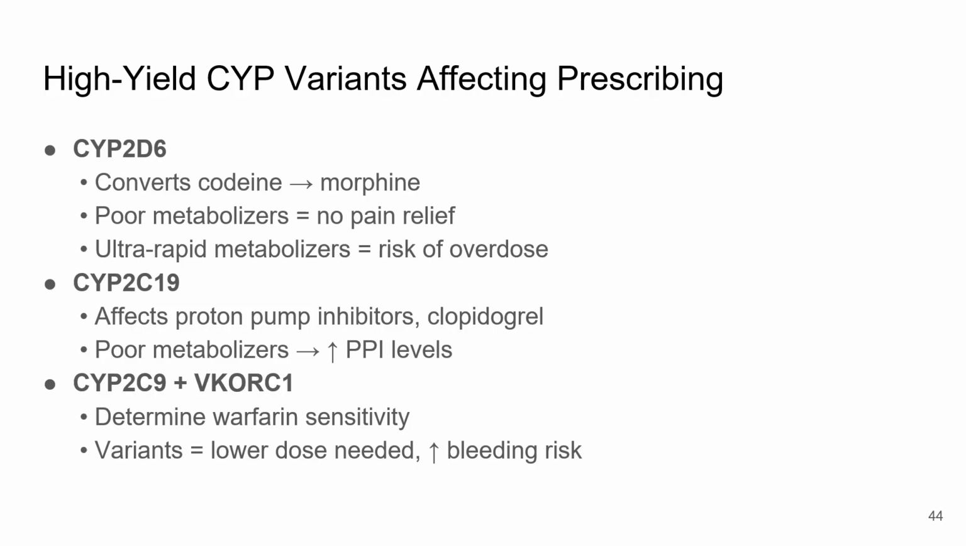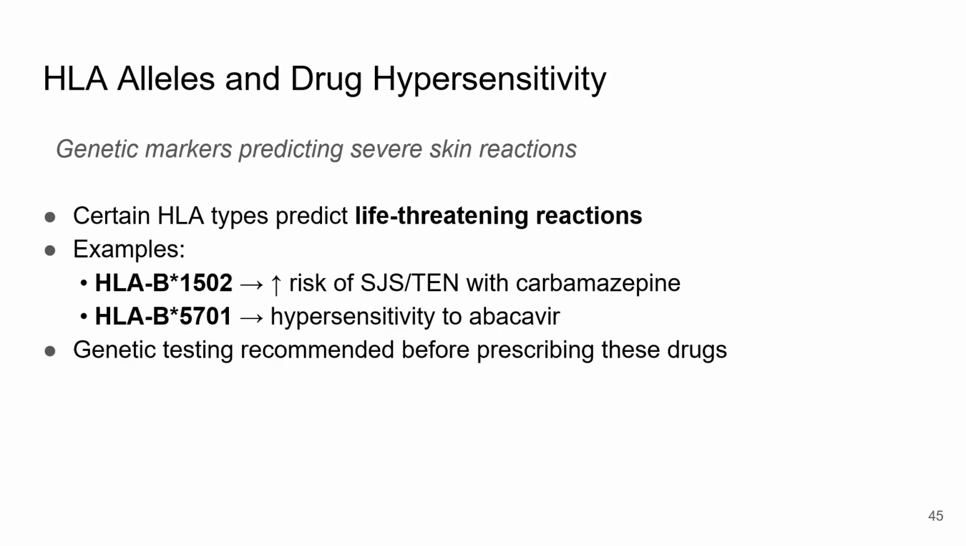Finally, CYP2C9 and VKORC1 are very important in warfarin sensitivity, another very commonly used blood thinner. Patients with genetic variants in these pathways will be more sensitive to warfarin, meaning lower doses are required. If you start at a standard dose and you're not monitoring this patient, they will have a higher risk of bleeding. So genetic variations will dramatically change drug response. And these are some of our most clinically important pharmacogenetic pathways for safety and effectiveness of medication.